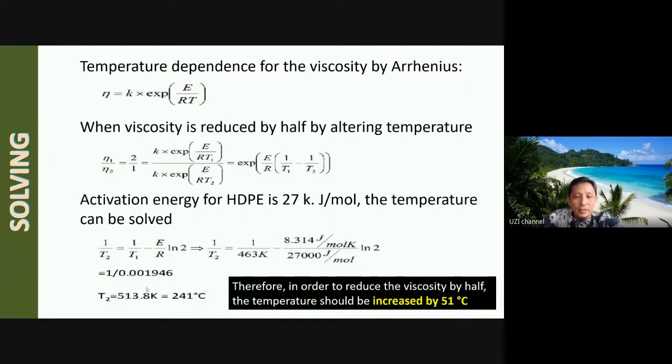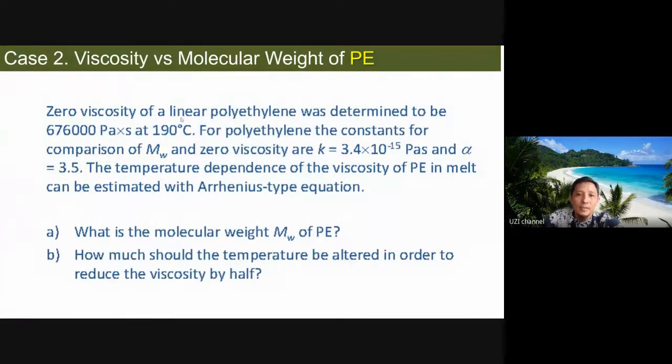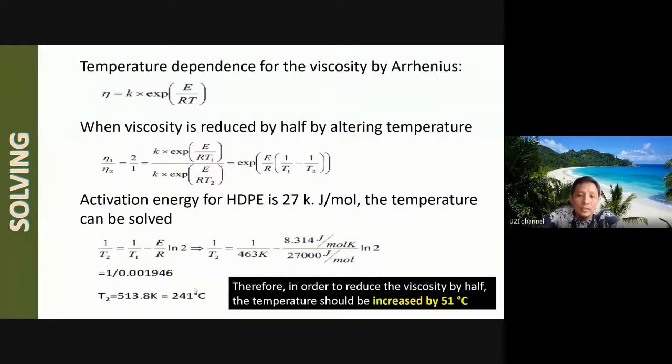Remember, the temperature is still absolute temperature in Kelvin, so we have to convert to Celsius. Therefore, in order to reduce the viscosity by half, the temperature should be increased by 51 degrees C, from this 160 degrees C to 241.